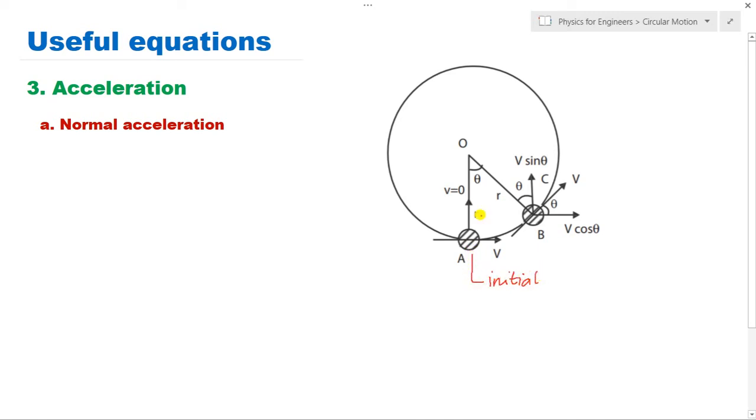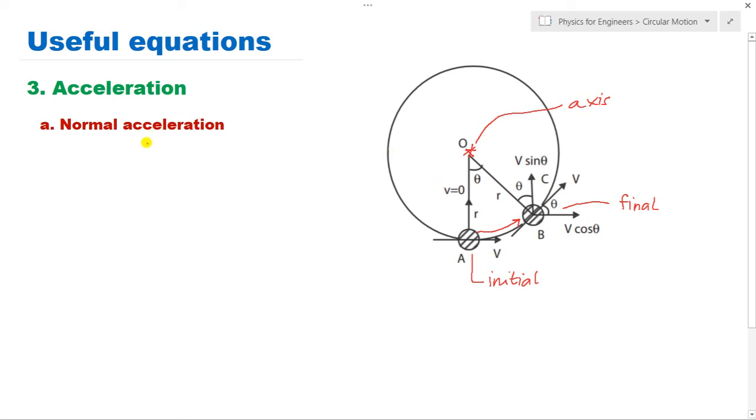Initial position, and then it travels from this position to the second position, or we can denote this as the final position. So here we can say that the normal acceleration is the acceleration directed towards the center of rotation. This is the axis of rotation. So this is the acceleration directed towards the axis of rotation.